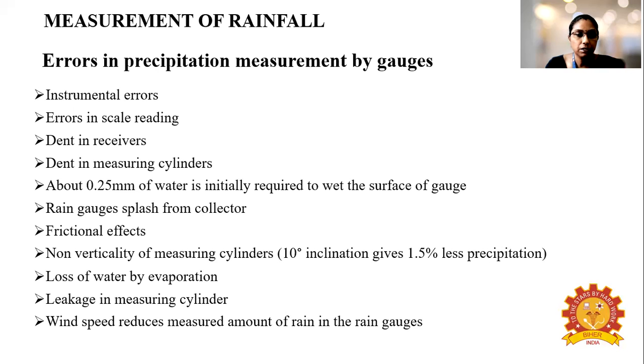And the wind speed reduces the measured amount of rain in the rain gauges. So wind speed plays a vital role in making error in the measurement, leading to error in the measured amount of rainfall using the rain gauge. So these are the various types of errors that may occur during the measurement of rainfall by using the rain gauges.